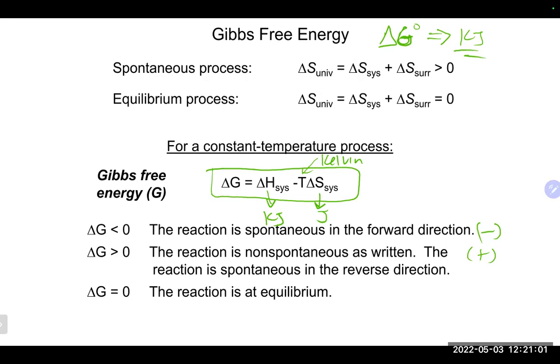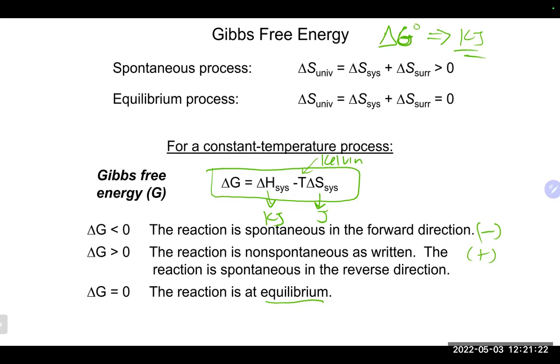Much like delta H, right? If you reverse a reaction, the sign changes. Same thing happens here. If you reverse a reaction, the delta G value sign will also change, and that's why the reverse reaction would be spontaneous. And if you have a delta G value that is equal to 0, you are at equilibrium at that point.